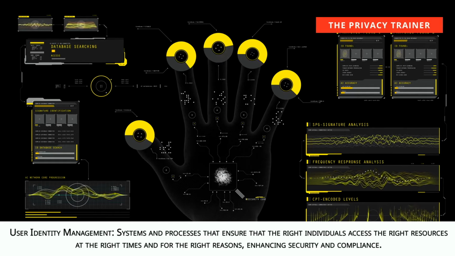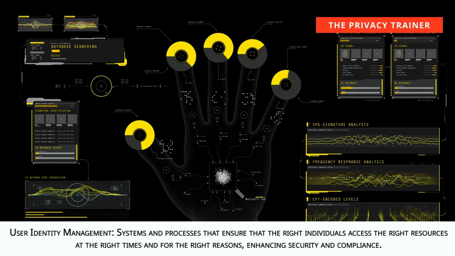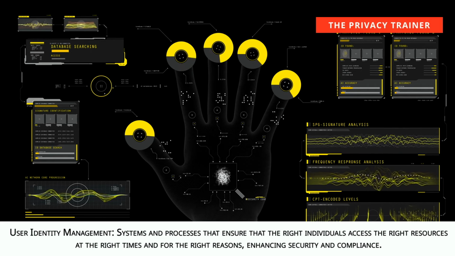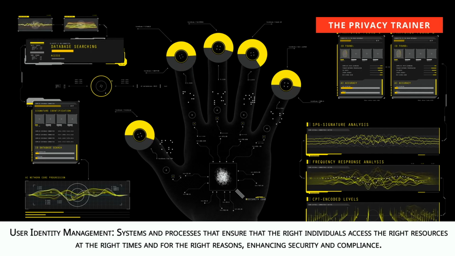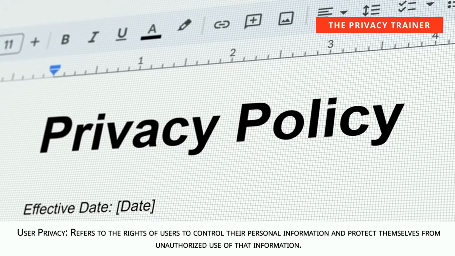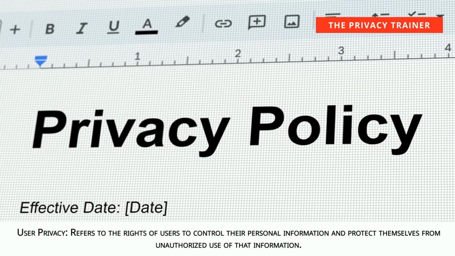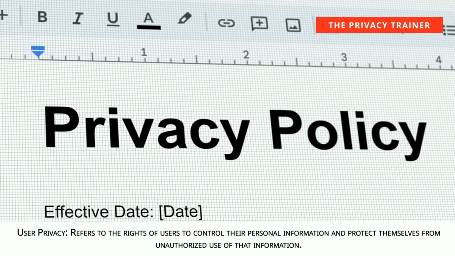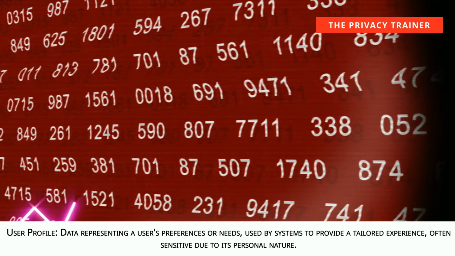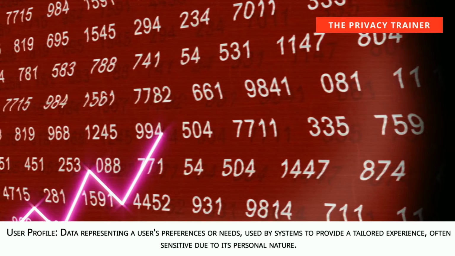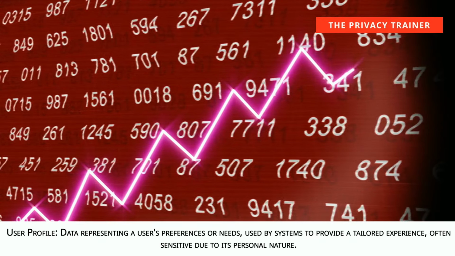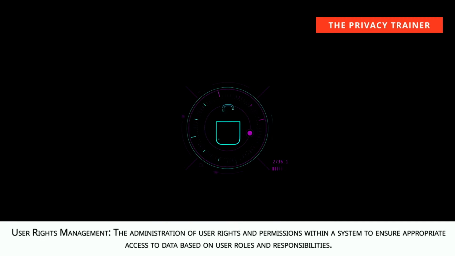User identity management, systems and processes that ensure that the right individuals access the right resources at the right times and for the right reasons, enhancing security and compliance. User privacy refers to the rights of users to control their personal information and protect themselves from unauthorized use of that information. User profile. Data representing a user's preferences or needs, used by systems to provide a tailored experience, often sensitive due to its personal nature. User rights management.